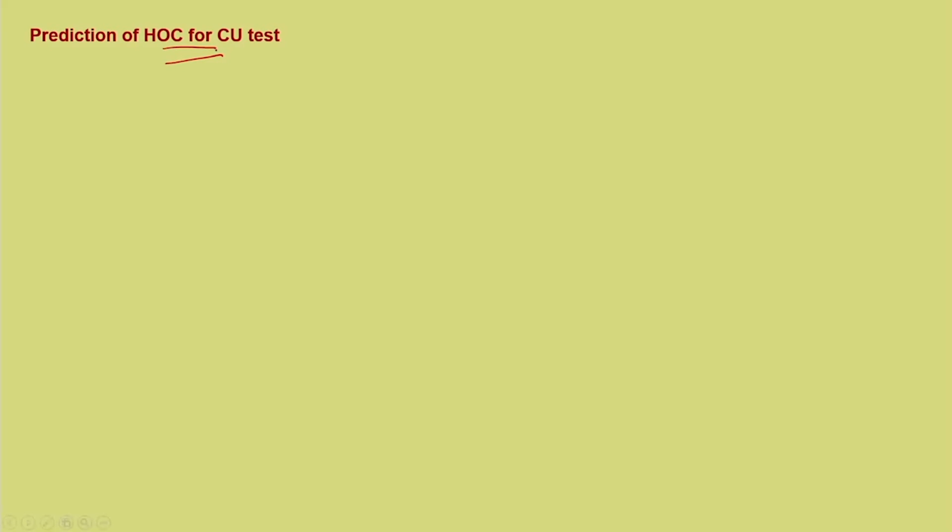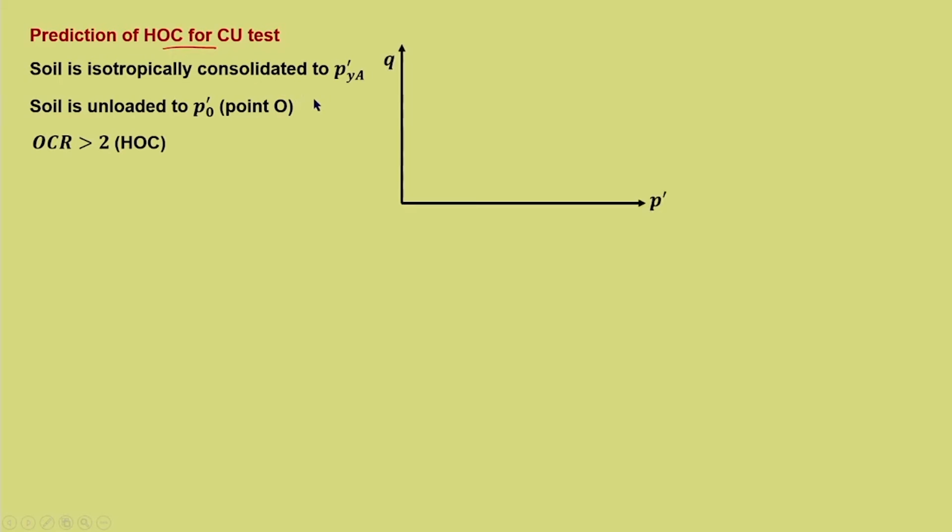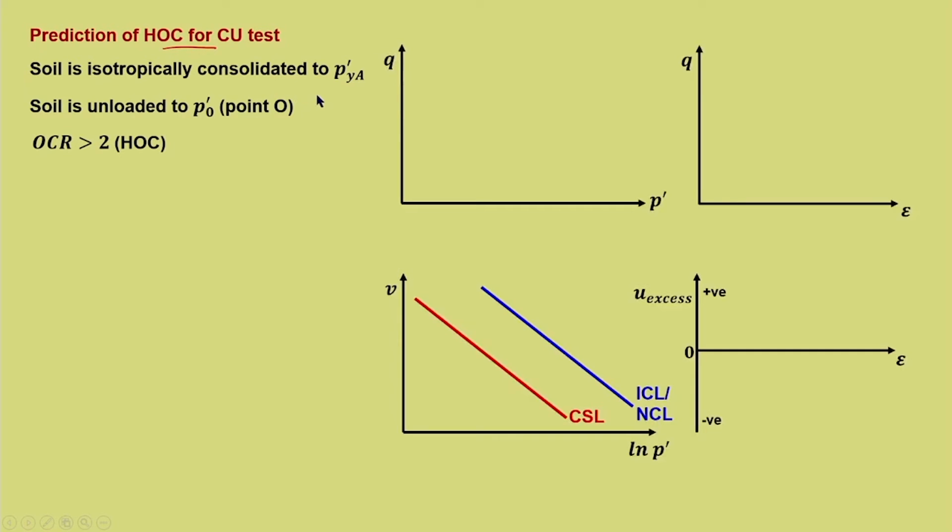Now, for CU test for HOC, so we have defined all the 4 combinations, that is NC CU CD, HOC CU CD. So, now we will discuss CU test. Soil is isotropically consolidated to P dash y a. Again the same condition, let us skip this, it is the same condition. So, Ux now, instead of cumulative volume change, now we have pore water pressure.